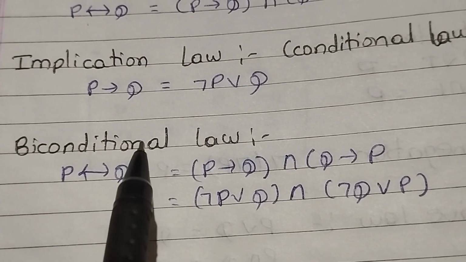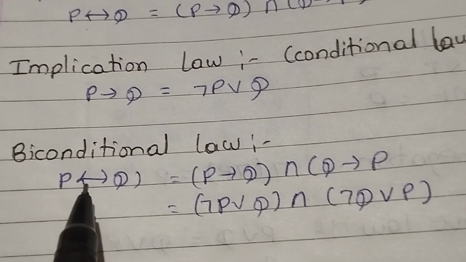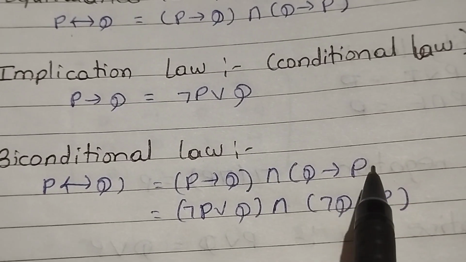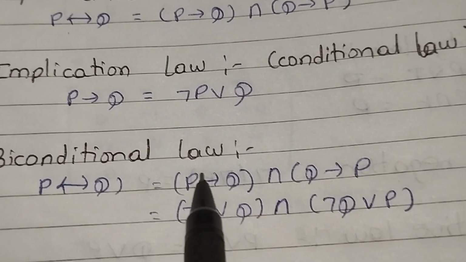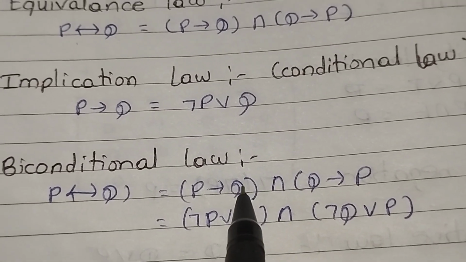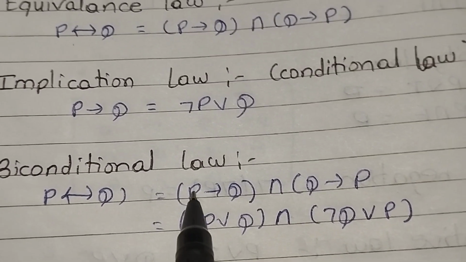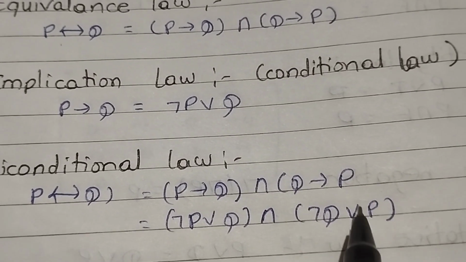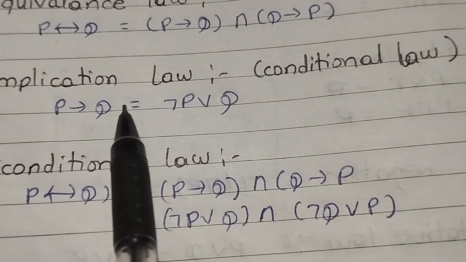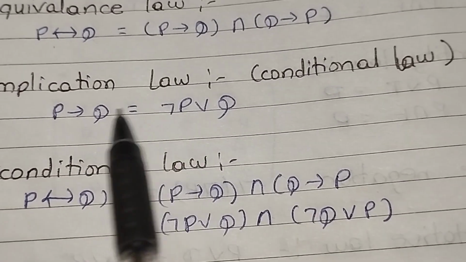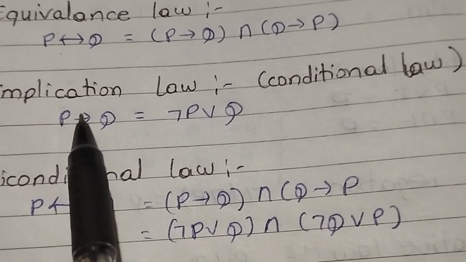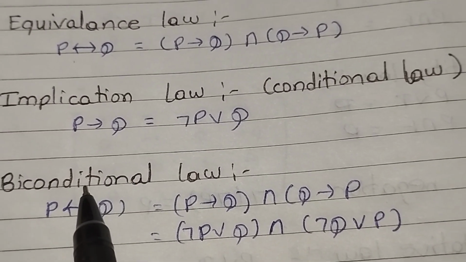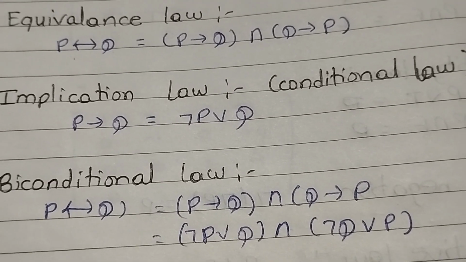Now again by conditional law, P biconditional Q is equal to P conditional Q and Q conditional P. But when we put the conditional law here, then again negation P or Q and negation Q or P, because we know the conditional law: P conditional Q is equal to the first variable with negation, or the second variable as it is. So I hope you get the idea about all these laws.